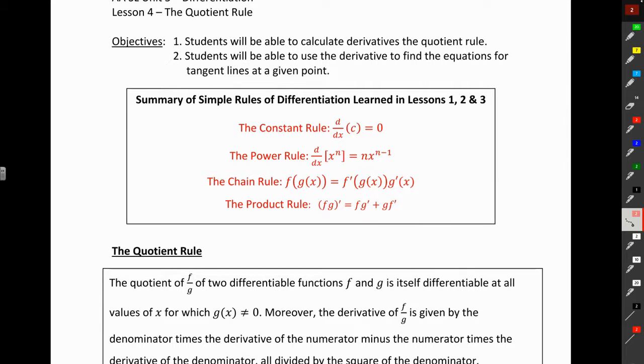So as you know, we've already looked at the constant rule. The derivative of a constant is 0. The power rule, the chain rule, right, and the product rule. We've looked at all of those things. Now, if you're starting to get a little overwhelmed and you're worried you're not going to remember these, they are in the formula booklet. So let me show you that.